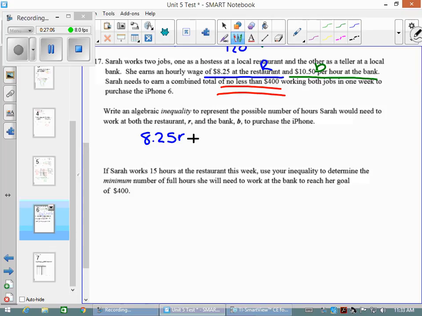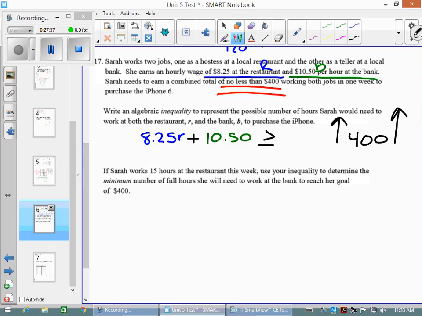Now, the part we need to be careful about is they're saying we're making no less than $400. So if I think about that, $400, if I want to make no less than that, that's the minimum amount I want to make. So I want to make money that is more than that. So since I want to make money that is greater than $400, the symbol that I'm going to use is greater than, and I can make exactly $400, so that's why it's going to be greater than or equal to 400.